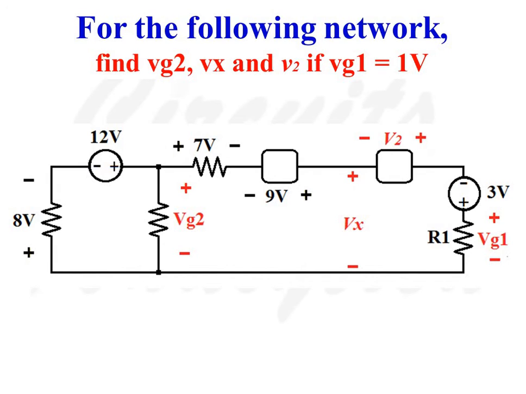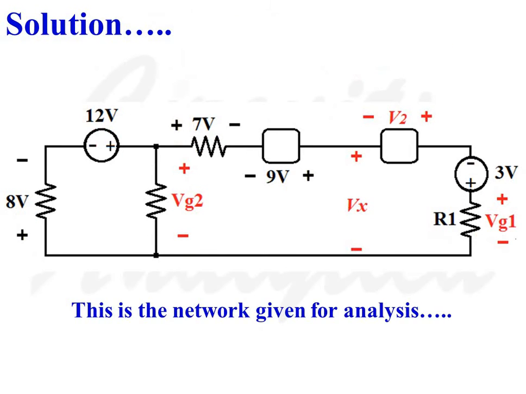In this video, we will discuss the solution for this problem. Here, we are asked to find the value of Vg2, Vx and V2 if Vg1 is equal to 1 volt for the network shown. So this is the network which is given for analysis.